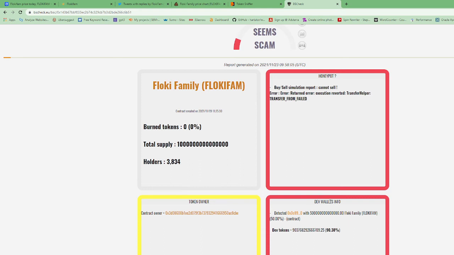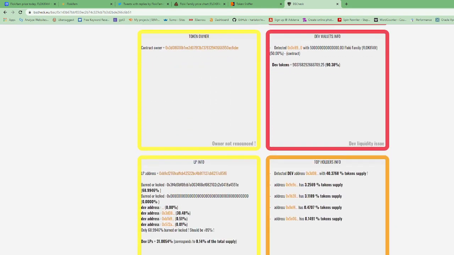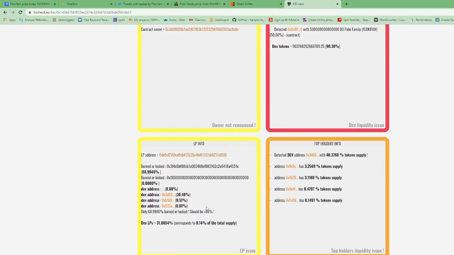And it shows dev wallets have 90.38% of the tokens. It shows a liquidity pool issue. It shows that the dev wallets have over 31% of the liquidity. And here it shows that one dev wallet, we keep seeing that one dev wallet has over 40% of the token supply. So this dev team can actually dump at any point on this token and let it crash.